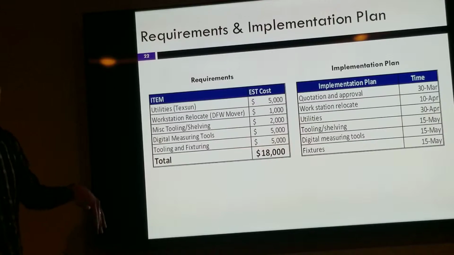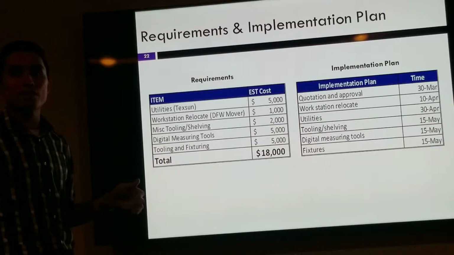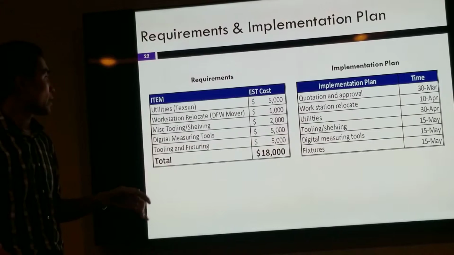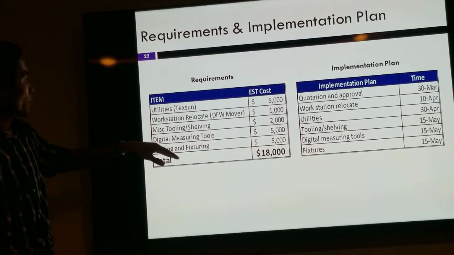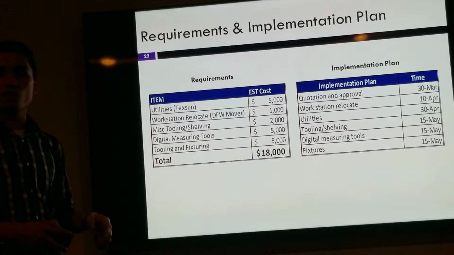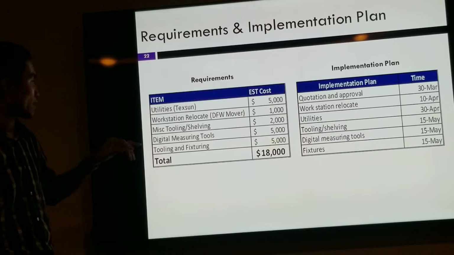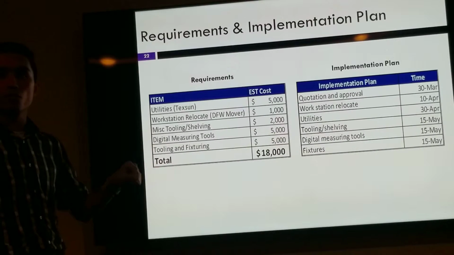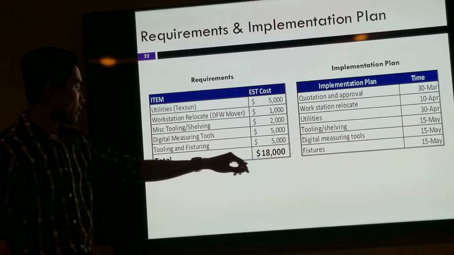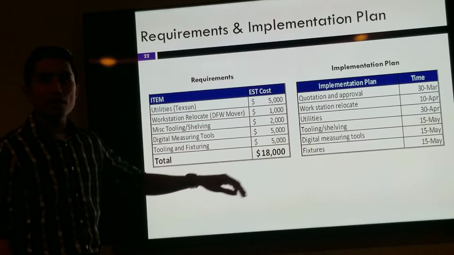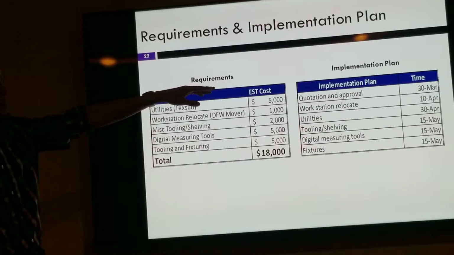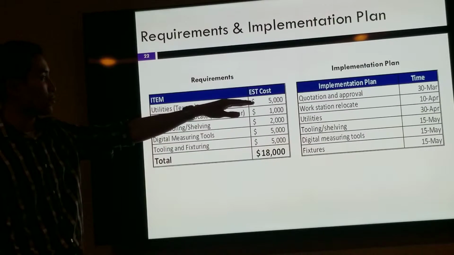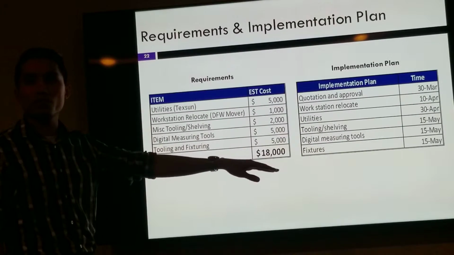Here are some of the requirements and the implementation plan if we decide to go with the U-shaped layout. We need to do all the requirements to move in the cells and change the layouts: all kinds of electrical work, tooling and fixtures, moving the machines, all kinds of that. It gives us an estimated $18,000. And that is the implementation plan, which is what we have to do first, and after that, to finish up the U-cell layout.